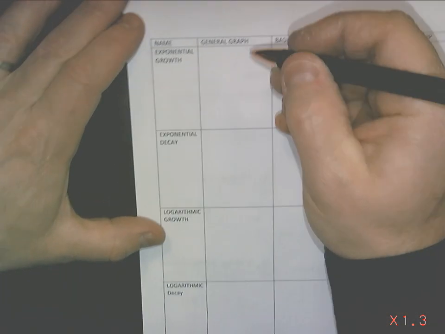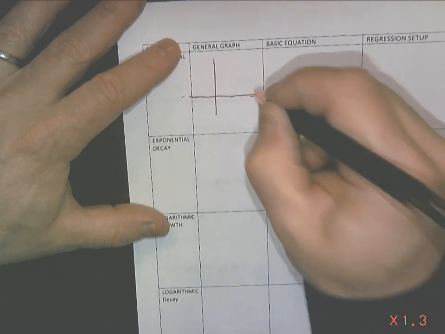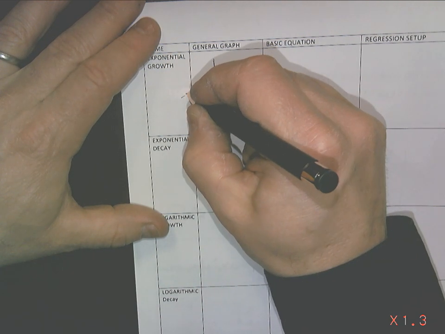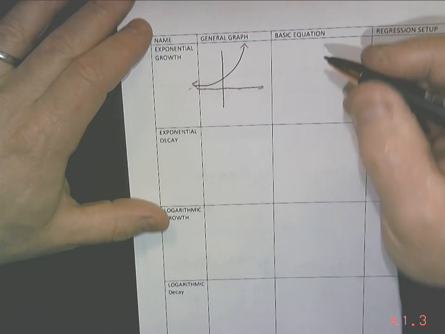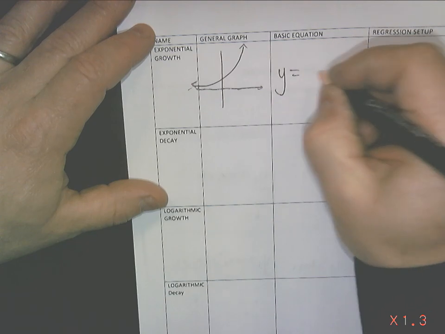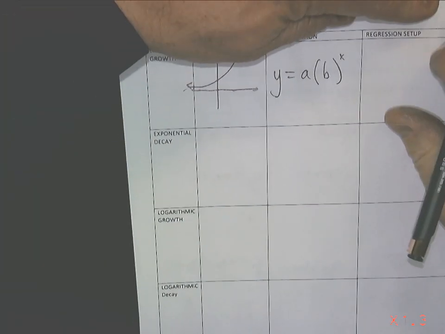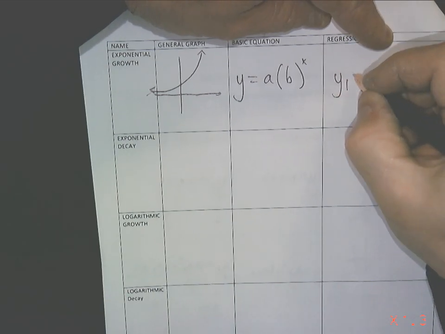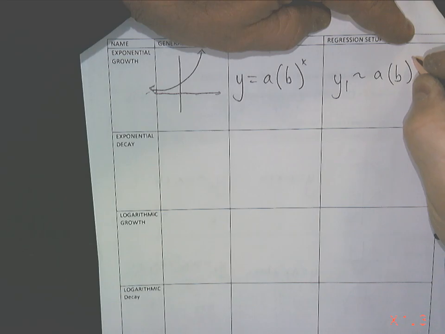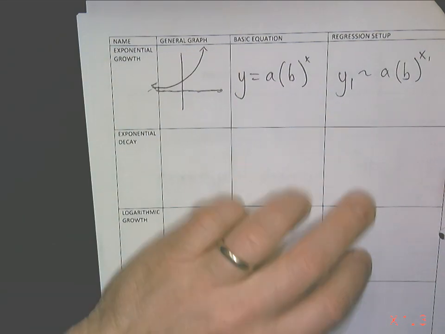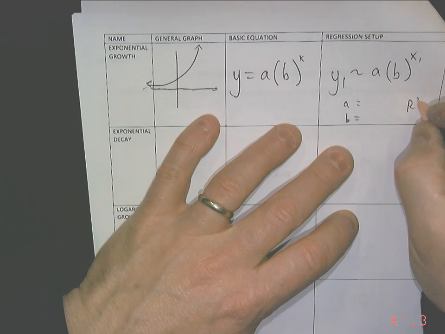Exponential growth, that's what we did last day. It, remember, looks like this, has a horizontal asymptote there. Looks like this, gets closer and closer to 0 on this side, has that look to it. Basic equation is y equals a bracket b raised to the x power. In regression form, that's y1 tilde a bracket b raised to the x1. And in this case, you'll have an a and a b only, and an r squared again as usual.